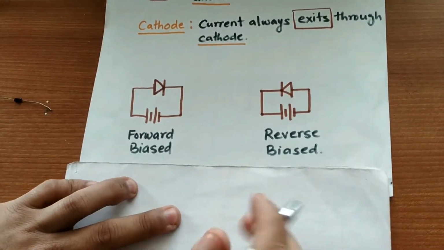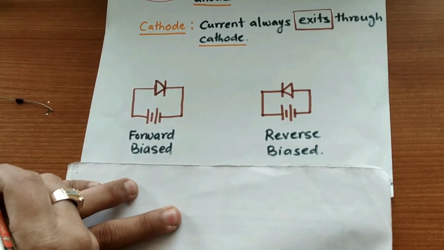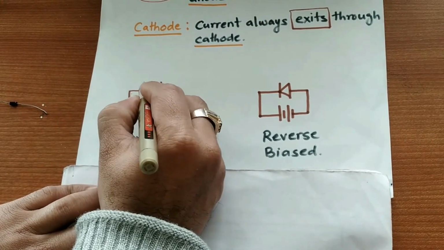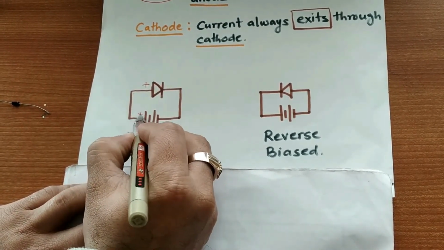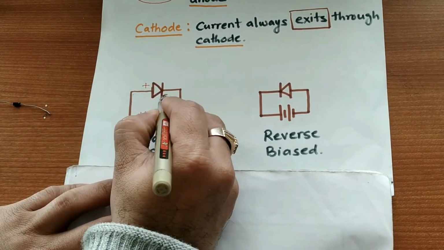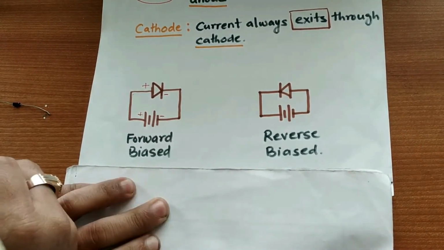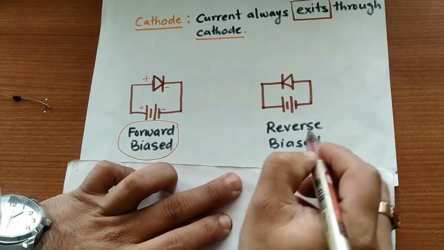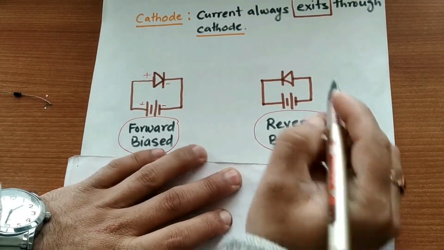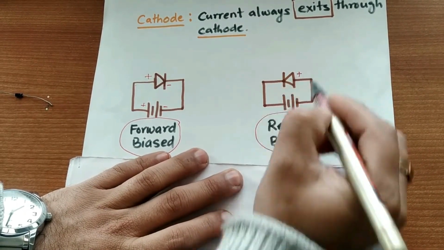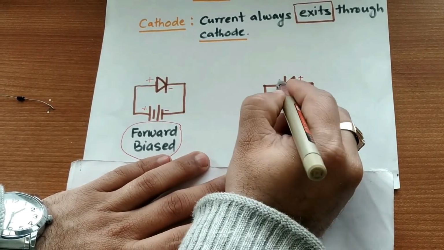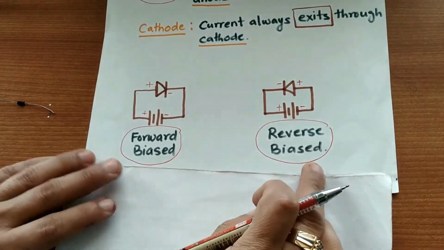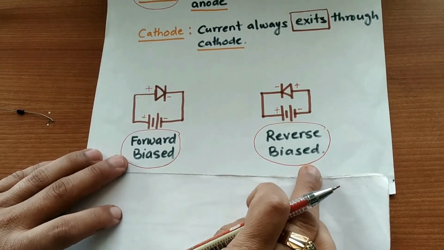This is how we connect a diode in forward bias. We connect the positive part of the diode with the positive terminal of a battery, and the negative part of the diode with the negative terminal of the battery. This is forward biased. Similarly, in reverse bias, we connect the positive part of the diode to the negative terminal and the negative part of the diode to the positive terminal. In this case the diode works in reverse bias condition.